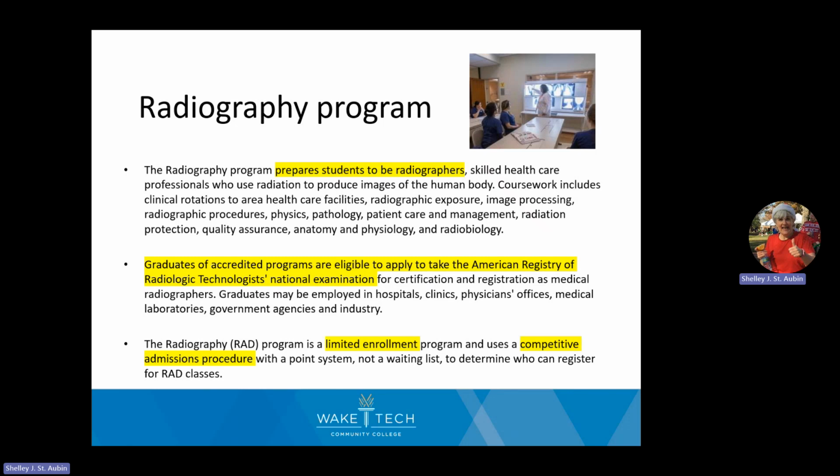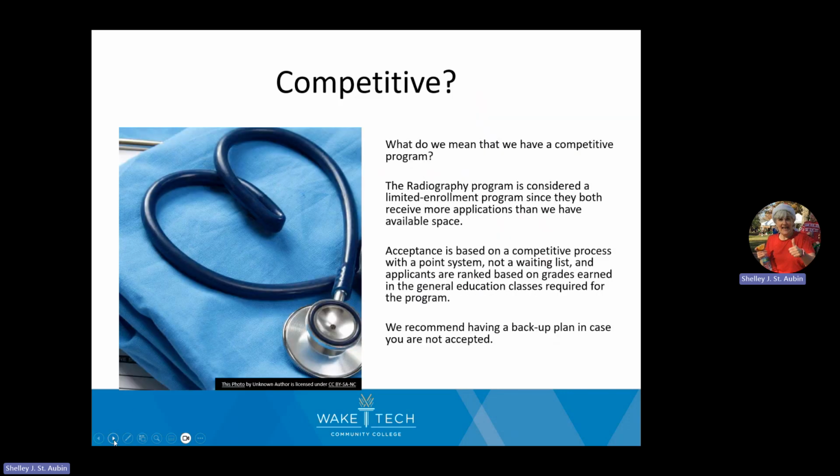And so we use what's called a competitive process. It's a point system. It's not a waiting list. So that is what's going to determine who can register for the radiography program. And what do I mean by competitive? What that means is we are going to use a point system. We're then going to put students in order of how many points they have, and only the top students are going to be accepted into the program.